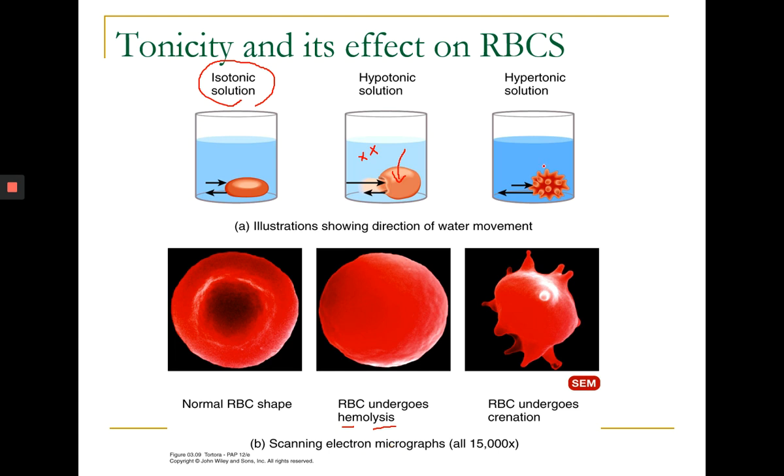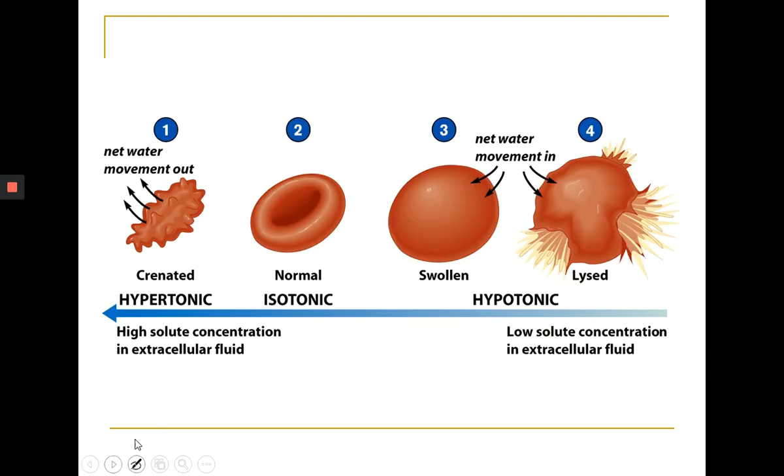We put the cell here in hypertonic, where the concentration of solutes outside is more than the concentration of solutes inside. Water will move from inside to outside. What happens to the cell? The cell is crenated, or the cell shrinks. Then here, shrinkage, or crenation. Okay?